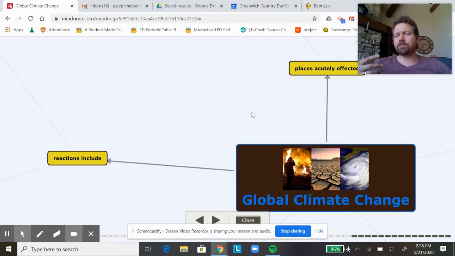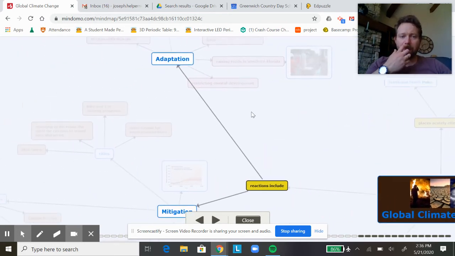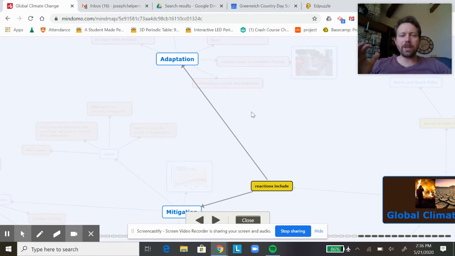Reactions. How do we make change, right? How do we decide to address this? Well, there are two ways. One is through mitigation, and one is through adaptation.